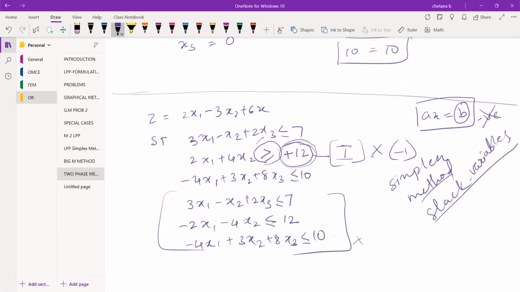That is plus S1, plus S2. There is no question of surplus or artificial variables. Is that fine? Yes, ma'am. If you are asked to solve the problem using the simplex, and if this is greater than or equal to, then you need to convert that equation to less than or equal to by multiplying by -1 throughout the constraint equation.